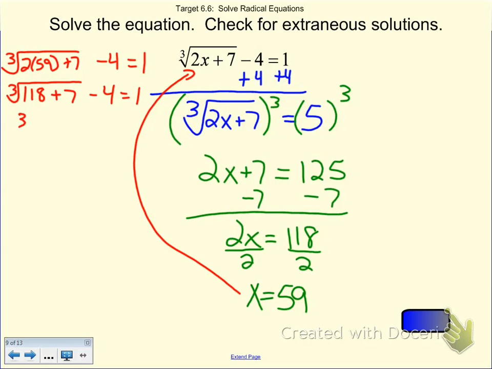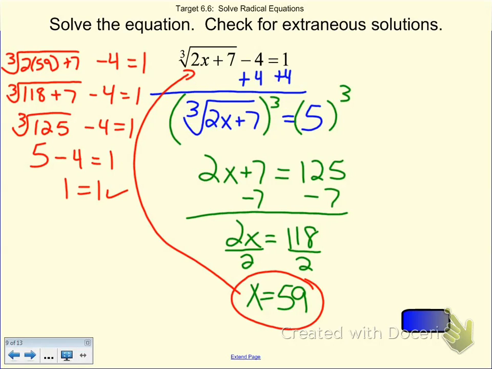118 plus 7 is 125. The cubed root of 125 is 5. And then 5 minus 4 is 1. And does 1 equal 1? Yes, it does. So that means that x equals 59.